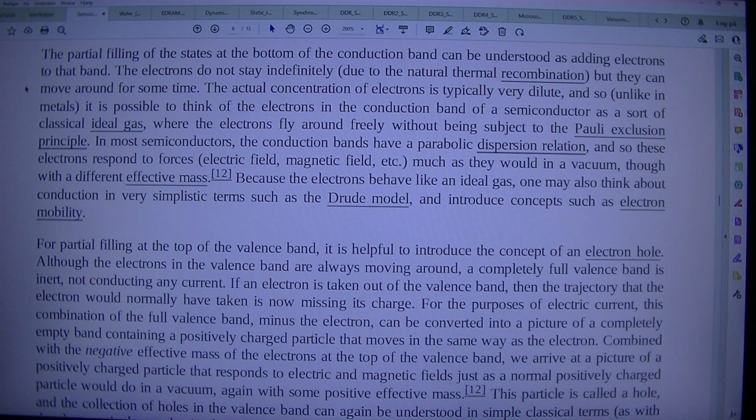In most semiconductors, the conduction bands have a parabolic dispersion relation, and so these electrons respond to forces, electric field, magnetic field, etc., much as they would in a vacuum, though with a different effective mass. Because the electrons behave like an ideal gas, one may also think about conduction in very simplistic terms such as the Drude model, and introduce concepts such as electron mobility.